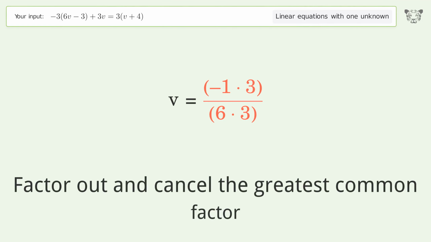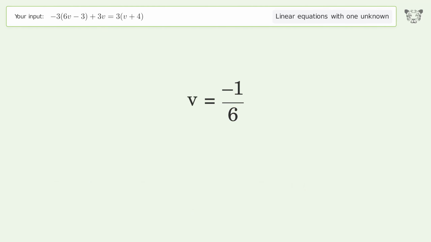Factor out and cancel the greatest common factor. And so the final result is v equals -1/6.